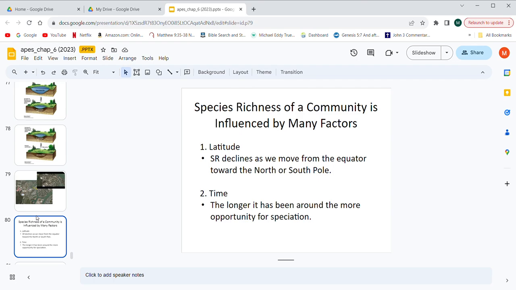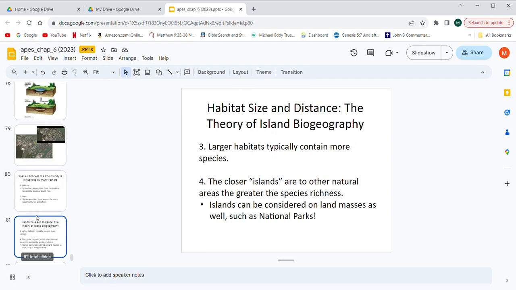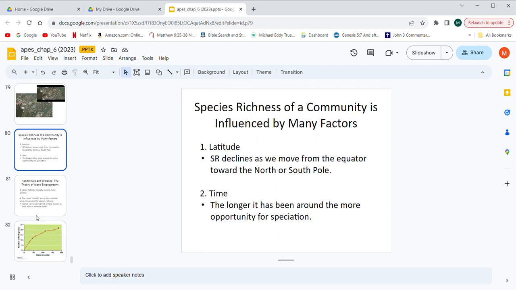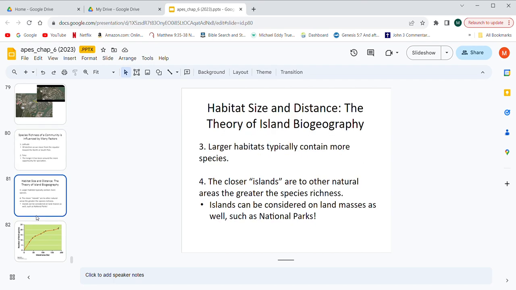So species richness of a community is influenced by many factors, and I'm going to go through 4 of those real quick. One is latitude. Species richness declines as we move from the equator towards the North and South Pole. The second is time. The longer that particular ecosystem has been around, usually the more opportunity there is for speciation, which results in more species. Larger habitats usually have more species. There's more room, there's more resources usually, and so more species are there as a result.